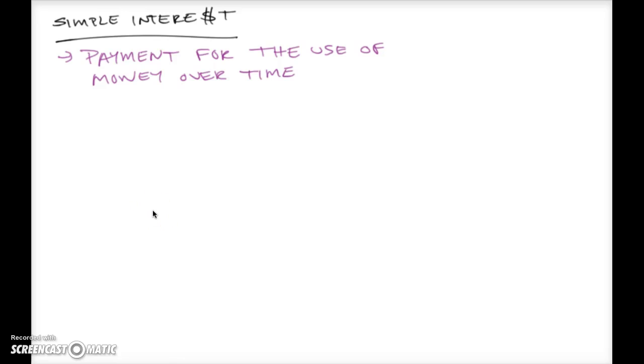All right, so we are going to be exploring interest, and more specifically, simple interest. There's something called compound interest, but we're not going to get into that. Interest is something that could make you so much money in the future, or it could leave you horribly in debt, depending on how you use it. The most basic definition is that it is payment for the use of money over time.